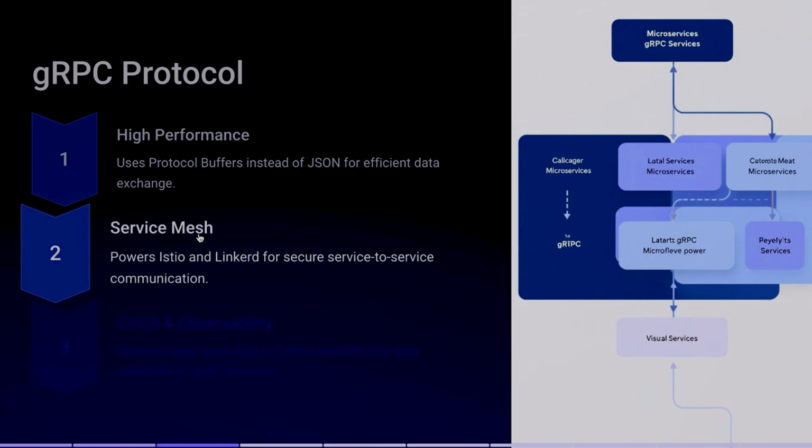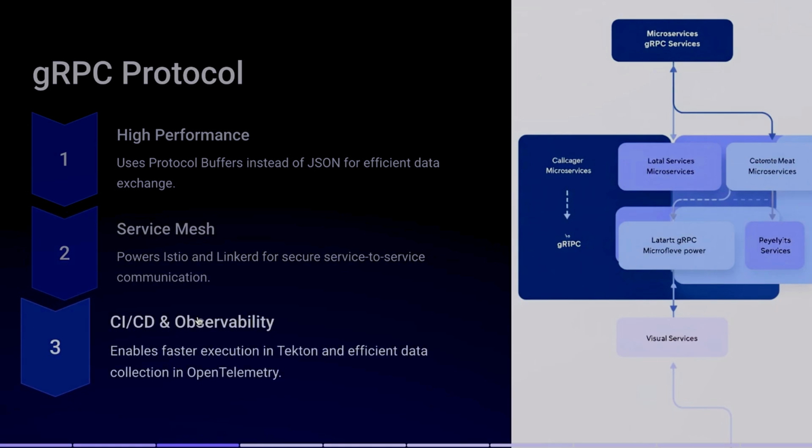In DevOps, gRPC is used for service-to-service communication in microservices architecture, commonly seen in tools like Istio and Envoy. CI/CD tools like ArgoCD also use gRPC to execute pipeline tasks quickly. Not just this, monitoring and observability tools such as OpenTelemetry also use gRPC to collect and transmit telemetry data efficiently.